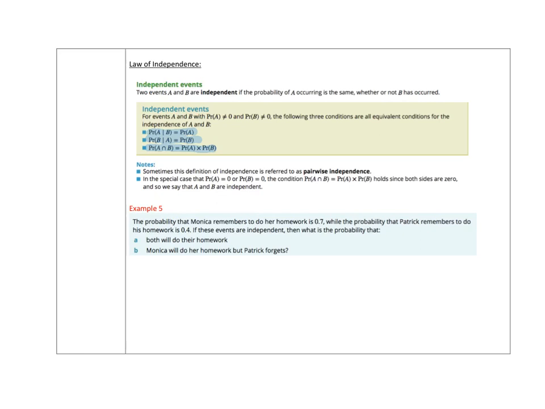Now this is really useful because it makes some of our work much easier. For instance, in example 5, the probability that Monica remembers to do her homework is 0.7. So I know that I've got a probable chance of 0.7, and I know that the thing I'm talking about is Monica does her homework. So let's say here the probability of Monica doing her homework is 0.7. It says while the probability that Patrick remembers to do his homework is 0.4. So the thing that we're talking about is that Patrick remembers to do his homework, and the context here is 0.4. So the probability of Patrick doing his homework is 0.4.